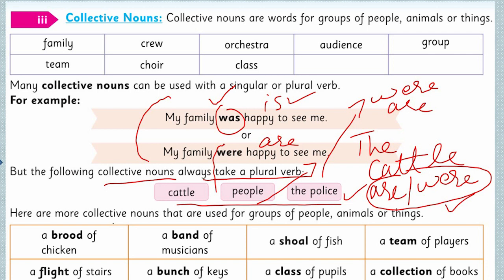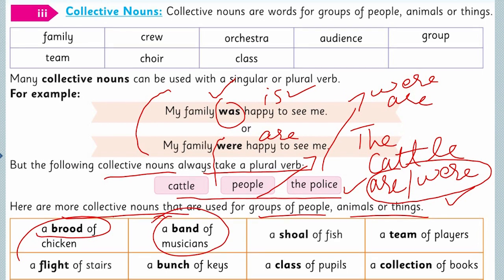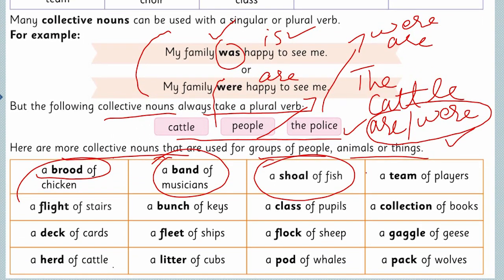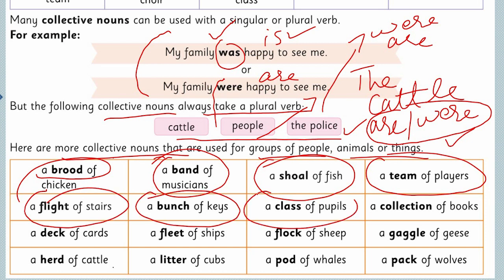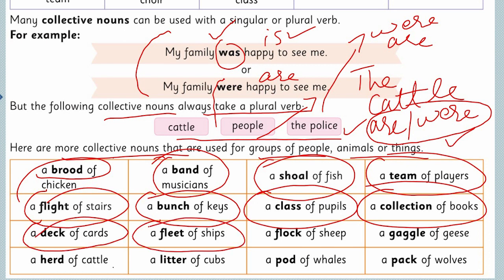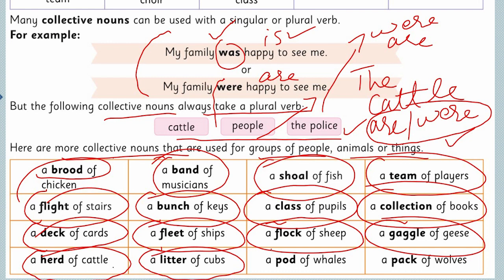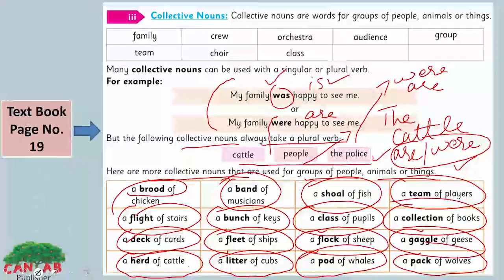Now look at here. Here are more collective nouns that are used for a group of people, animals or things. A brood of chickens. A band of musicians. A shoal of fish. A team of players. A flight of stairs. A bunch of keys. A class of pupils. A collection of books. A deck of cards. A fleet of ships. A flock of sheep. A gaggle of geese. A herd of cattle, a litter of cubs, a pod of whales, a pack of wolves. So many collective nouns are there to learn.